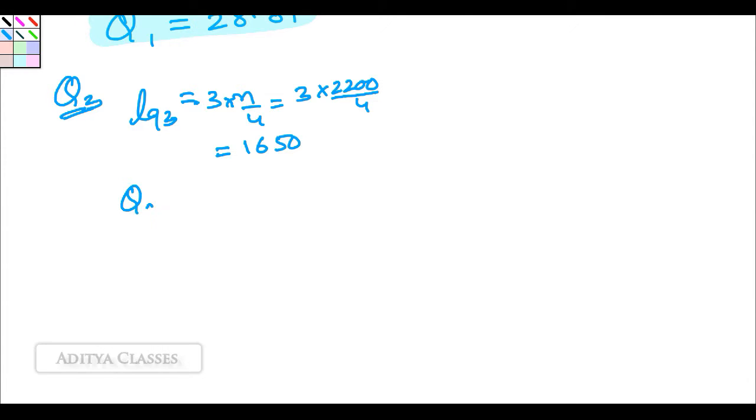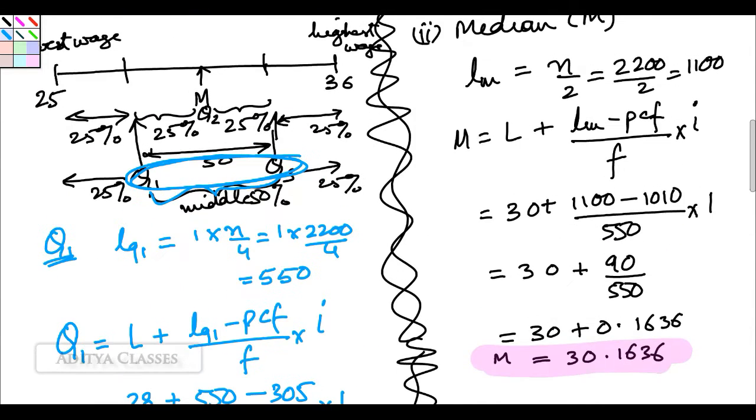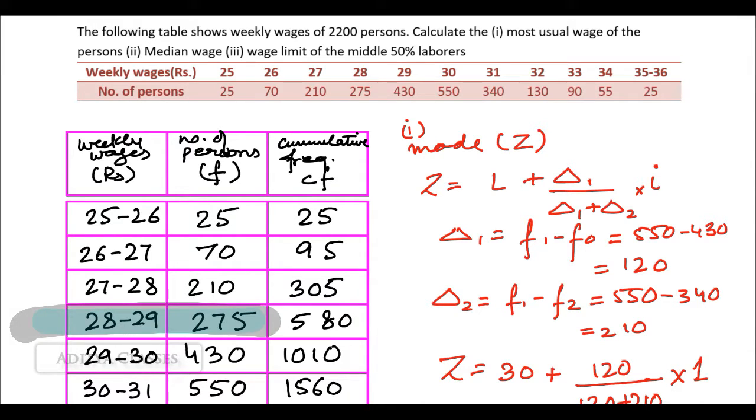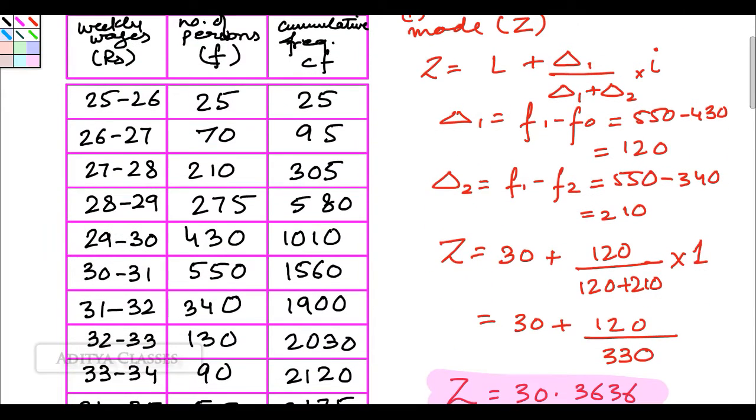Now let us put formula for Q3. It will be lower limit plus location of Q3 minus preceding CF upon F multiplied by I. Where is Q3? Location of Q3 is 1650. So let us go ahead and find out where is 1650. 580, 1010, 1560. We need 1650. Here is 1650. So 1650 will be hiding in this class. Up till this point we are up 1560 and now 1650 has passed. So this is the class we are interested in.